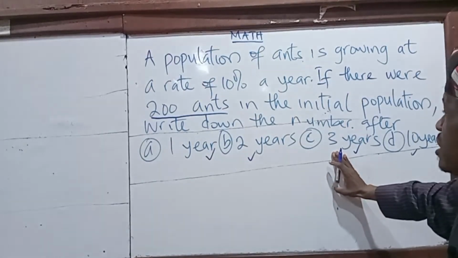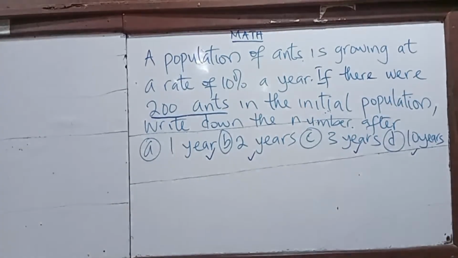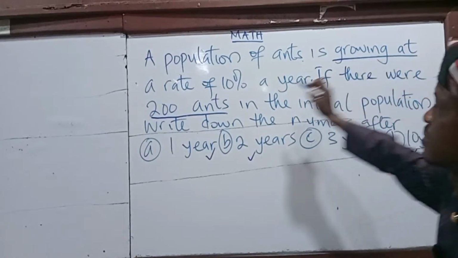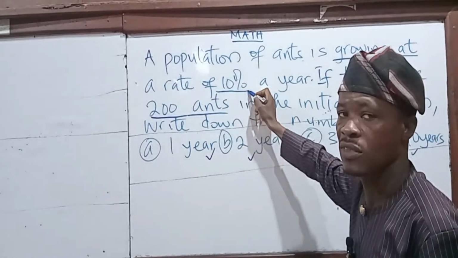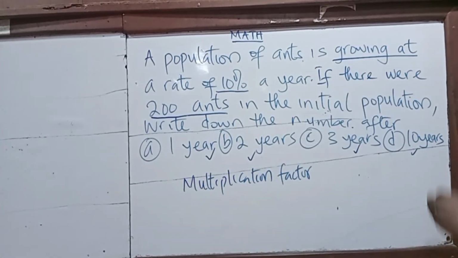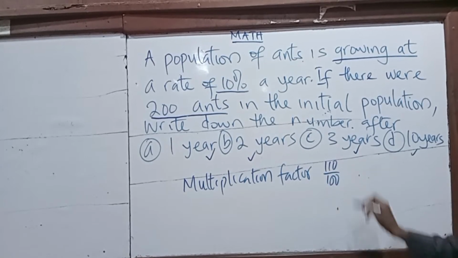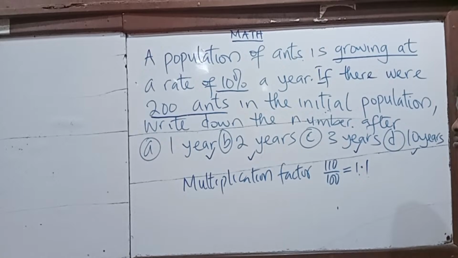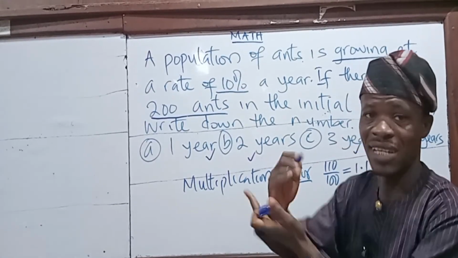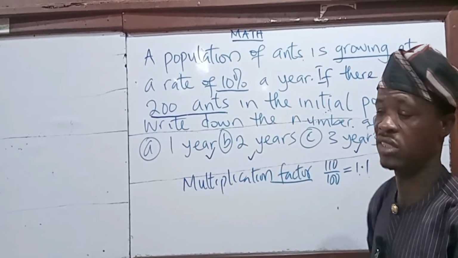The initial population is what? 200 ants. And then we have the growth rate of 10%. So the first thing we need there is the multiplication factor. There is an increase. That'll be 110 over 100, and that's 1.1. That's the multiplication factor. If it is an increase, it is 100 plus 10 over 100. If it's a decrease, it's 100 minus that over 100.